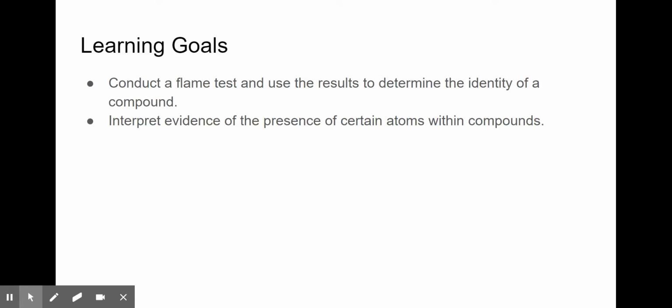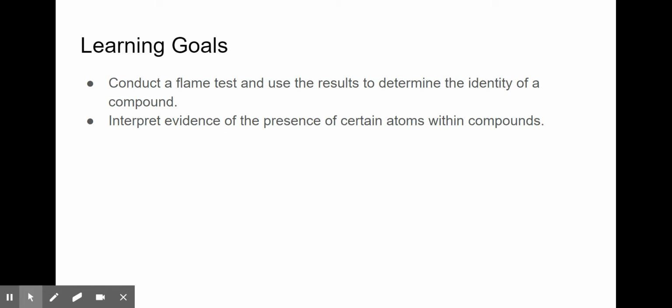So something to understand, flame tests provide evidence for the presence of certain amounts of atoms in compounds. Different metal atoms produce different colored flames when they're heated. Flame tests give us evidence that atoms are not destroyed. Remember, law of conservation of mass, law of conservation of matter. They're not destroyed when they combine to form compounds, okay?